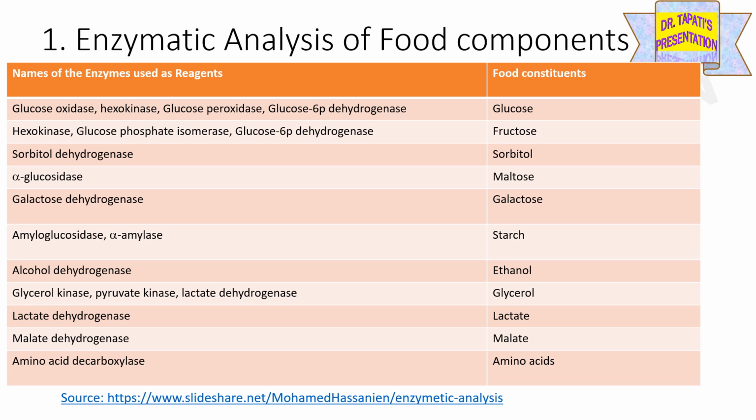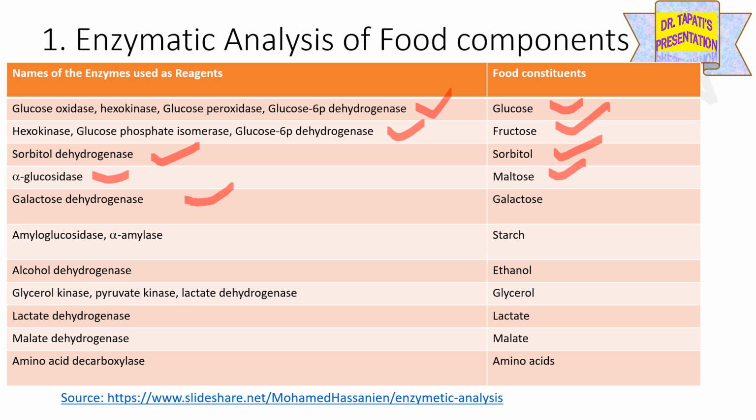Glucose oxidase, hexokinase, glucose peroxidase, and glucose 6-phosphate dehydrogenase enzyme activities are estimated in order to check glucose content present in the food material. Hexokinase, glucose 6-phosphate isomerase, and glucose 6-phosphate dehydrogenase enzyme activities are estimated in order to check fructose content. Sorbitol dehydrogenase enzyme activity is measured in order to check sorbitol content present in food. Alpha glucosidase enzyme activity is measured in order to check maltose content.